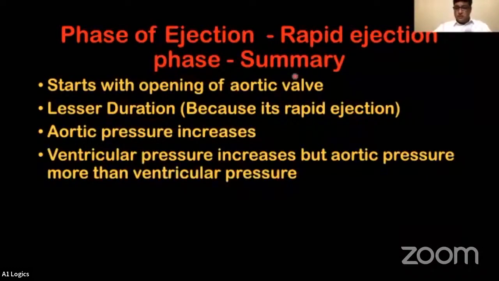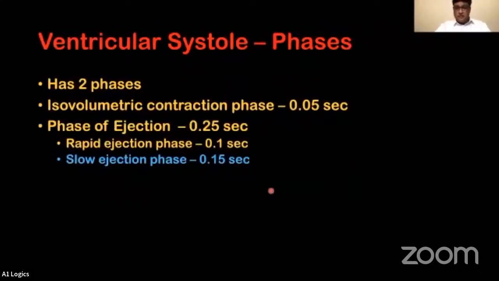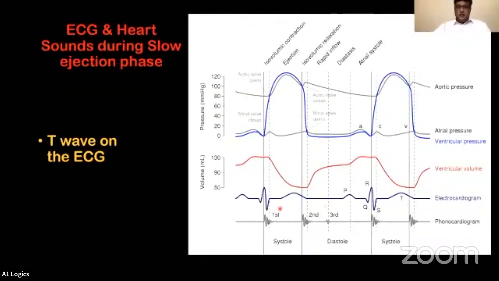To summarize the events in the phase of ejection, it starts with the opening of the aortic valve, because ventricular pressure has to overcome the aortic pressure. Lesser duration because it's rapid ejection, aortic pressure increases, ventricular pressure increases, but the aortic pressure is more than the ventricular pressure. Atrial pressure falls initially and then slowly increases because the atrium receives blood during the diastole. There is a steep fall in the ventricular volume and a steep increase in the aortic blood flow. When compared to the ECG, it is the ST segment seen on the ECG. Now, the last phase of ventricular systole is the slow ejection phase, which is about 0.15 second. What do we see on the ECG and the heart sounds?